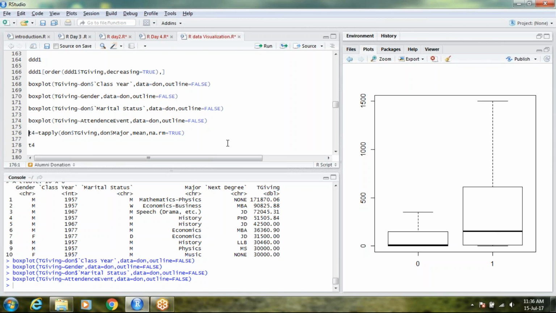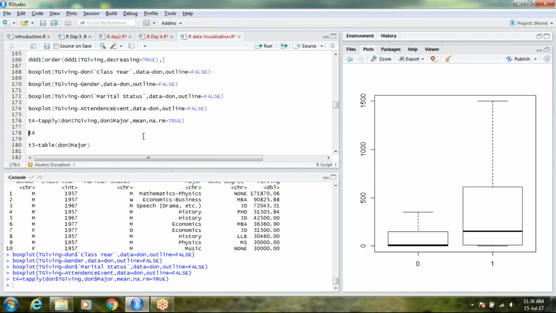Now let's again do a T apply. Here this is my variable and this is my class. With major, that means what was my major, or what area I studied in college, and does it have anything to do with the amount of donation that I provide. So let's see that.